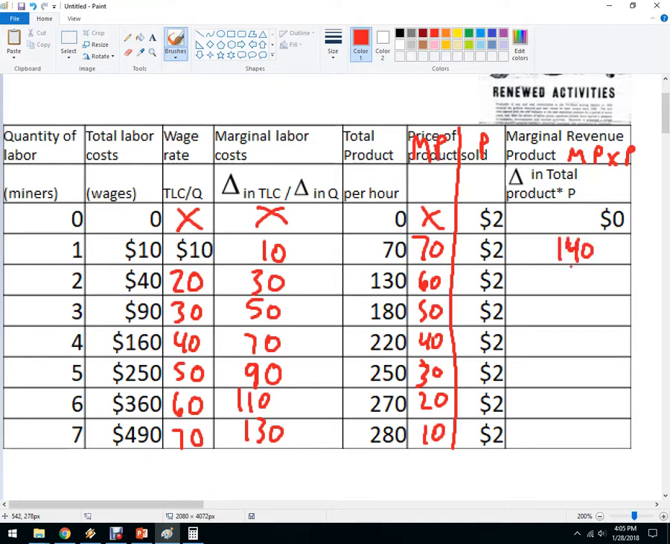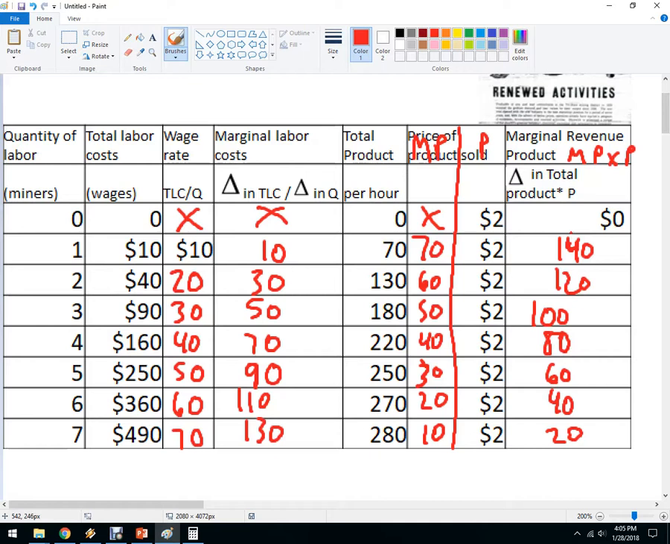So that first worker produces 70 units of ore. We multiply that by 2, the price is 2. And that first worker is worth $140 for the firm, or they're bringing in $140 for the firm. And pretty nice, the firm only has to pay them $10. So pretty good deal. Totally going to hire that first worker, right? Now, as I go up, the marginal revenue product decreases. So 100, 80, 60, 40, and 20. Okay, so this is the marginal revenue product from each worker.